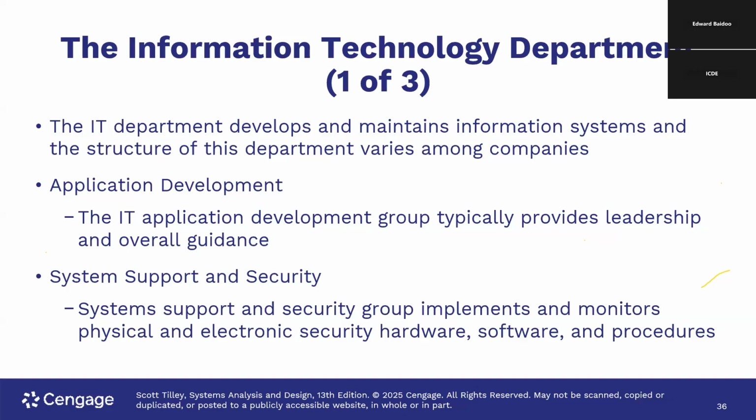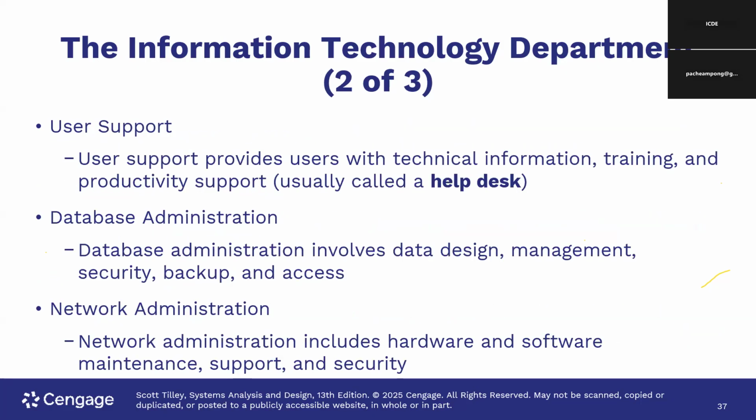All right. So the IT department develops and maintains information systems, and the structure of this department varies among companies. So every company is different, okay? The units within company A may be different from the units within company B. So the IT application development group provides leadership and overall guidance. And then system support and security groups also implement and monitor physical and electronic security hardware, software, and procedures. We also have the user support.